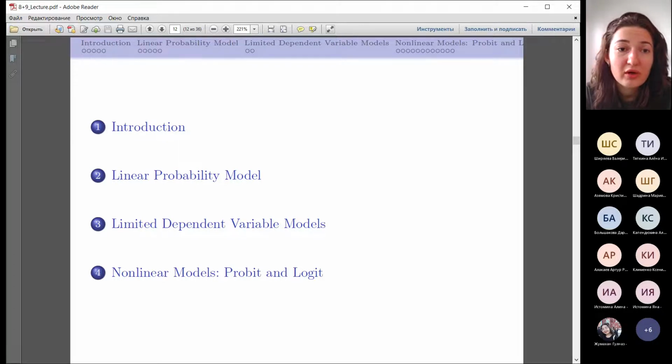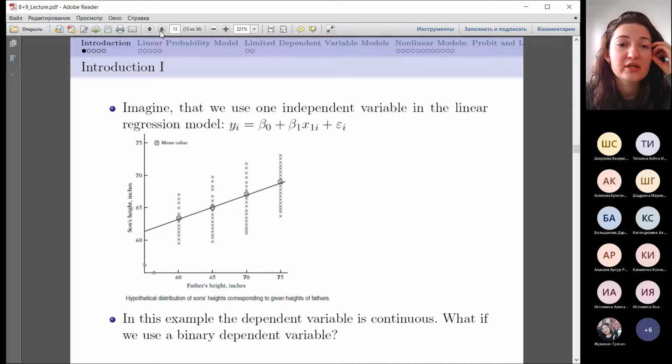And today we are going to discuss such examples, such models. They have a broad name: limited dependent variable models. Today we start with the linear probability model and continue with the probit and logit models. In probit and logit models, as well as in the linear probability model, the dependent variable is a dummy or binary dependent variable. What is the difference? Okay, so first let's recall our example from one of the first lectures, when we started our discussion about the ordinary least squares method.